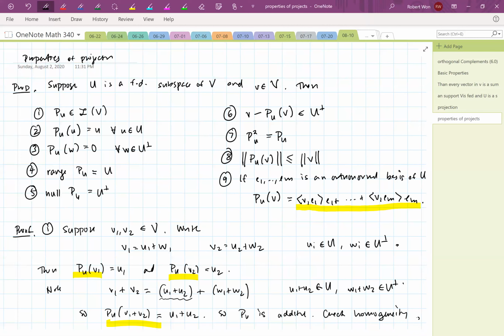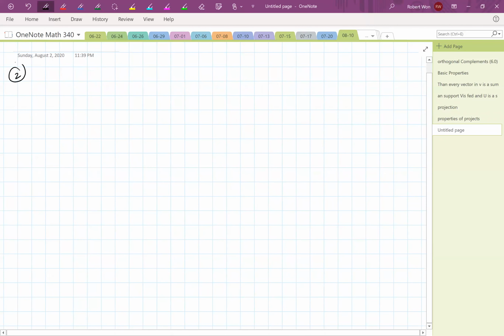Now for the rest, I'll at least do all the ones that I can at the time. I mean, they're all proved in the notes. So 2, I need to show that projection of something in U just returns the vector that you want, but this is basically a one-liner by definition. So let U be in U, then U is equal to U plus 0, right? With U in U and 0 in U perp. And this is the only way to write U as the sum of something in U plus something in U perp. And so by definition, PU of U is equal to the U part, which is U.